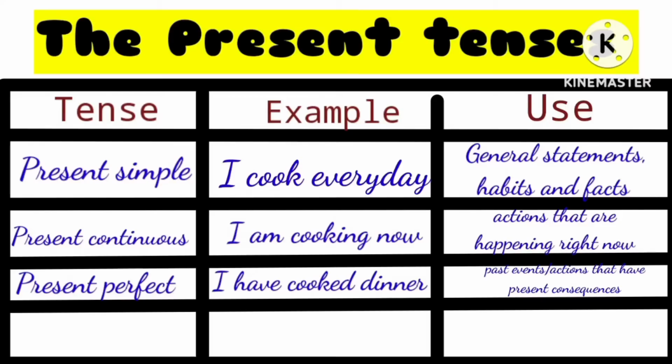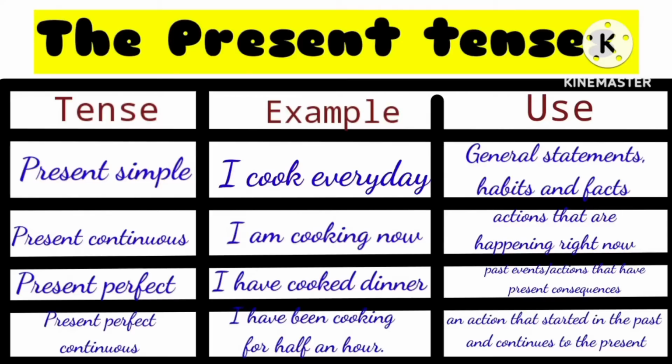Now, coming to the last tense of present tense. It is present perfect continuous tense. Example sentence is I have been cooking for half an hour. Generally, present perfect continuous tense is used to describe an action that started in the past and continues to the present. In each tense, we are going to see the structure of the tense and the situation in which it is used along with example sentences for your better understanding.